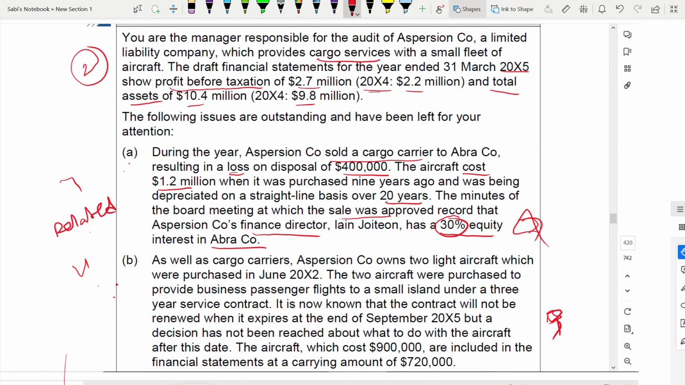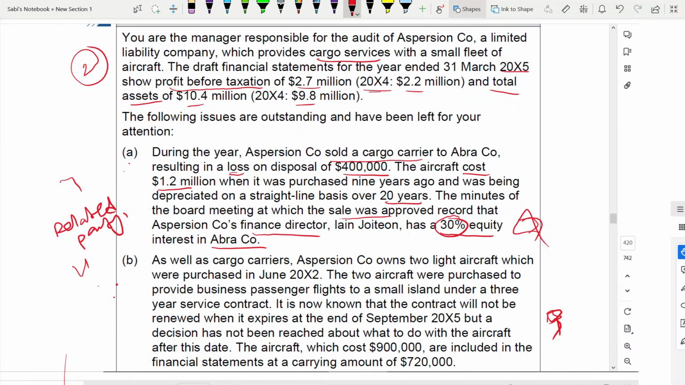Exactly. If you have thought about this term, you are on the right track. The first thing in AAA is to identify the issue in one or two words. If you are able to do that properly, the rest is all easy. You can use the standard and answer. So the issue is, it's a related party.